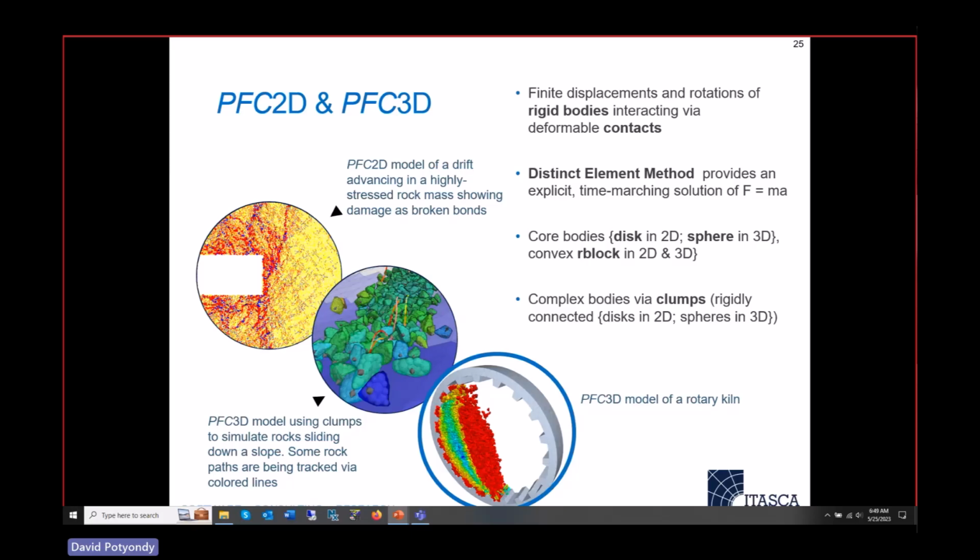Here's an example of mixing. This is a rotary kiln. This is a PFC3D model. These are actually rigid blocks. They look kind of like 3-to-1 aspect ratio blocky material. This is some kind of clinkers in some kind of rotary kiln. There's also temperature in here. They're heating this thing and mixing it, and it keeps on falling back down. We'll see an animation of that in a moment.